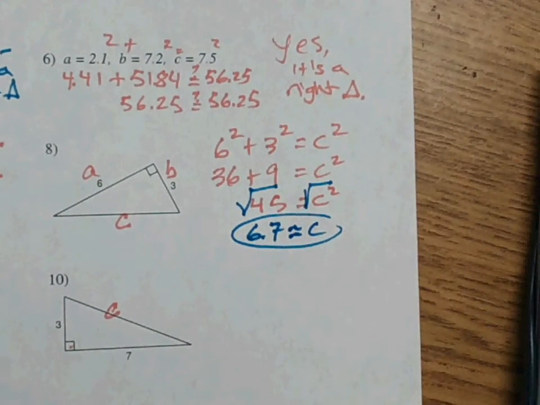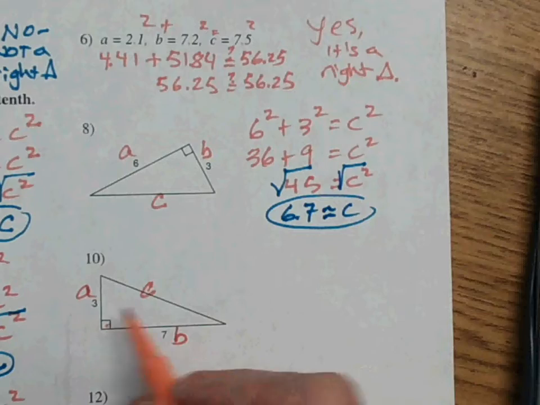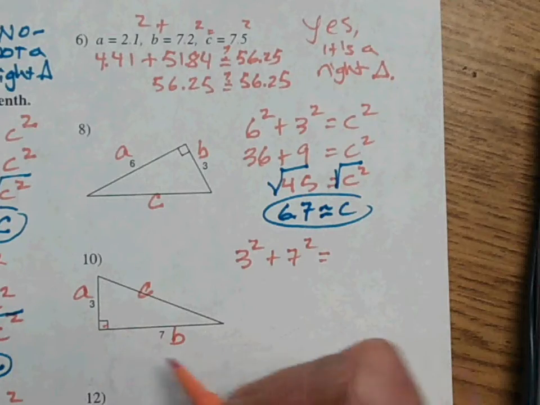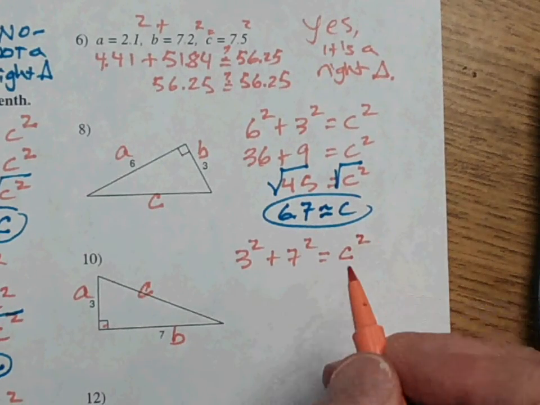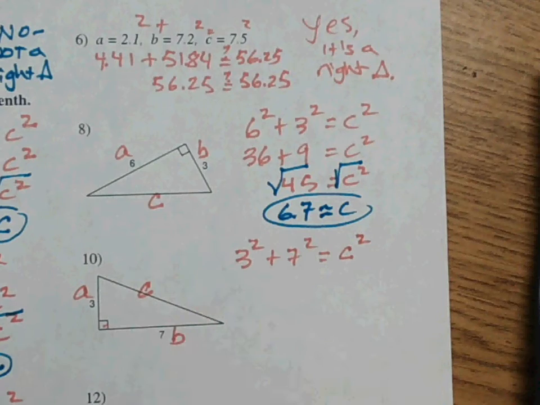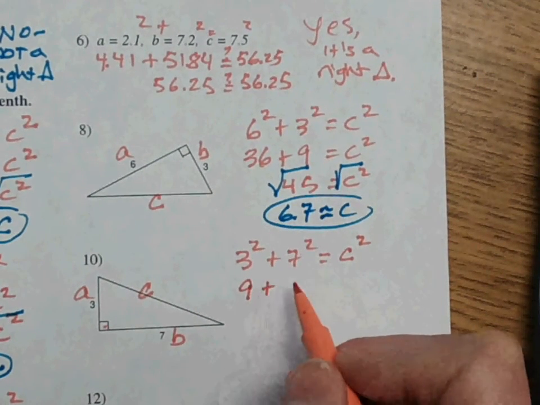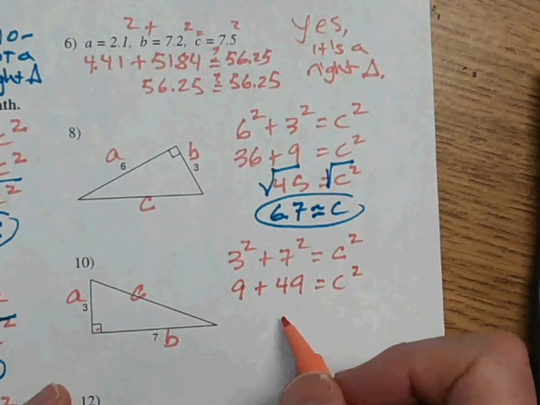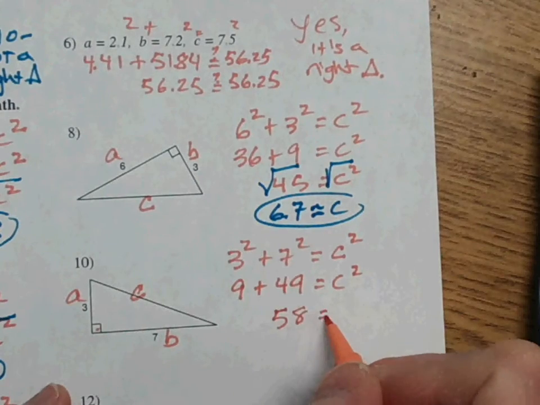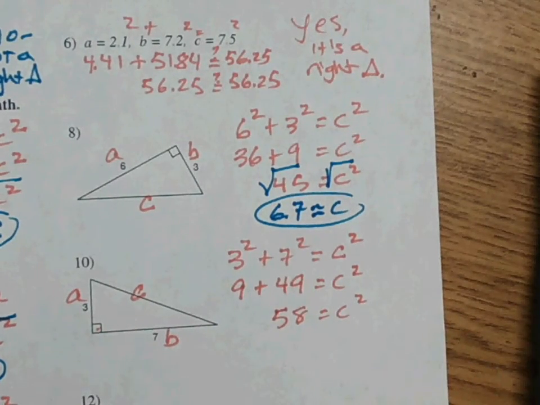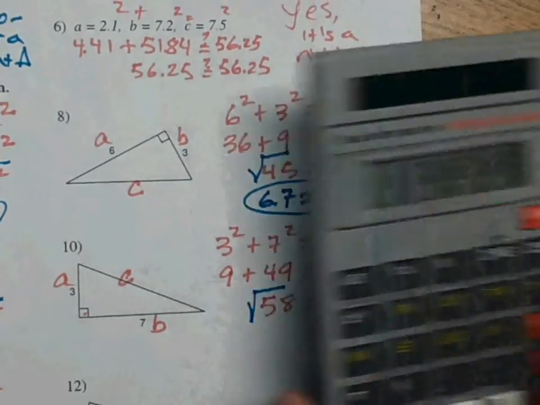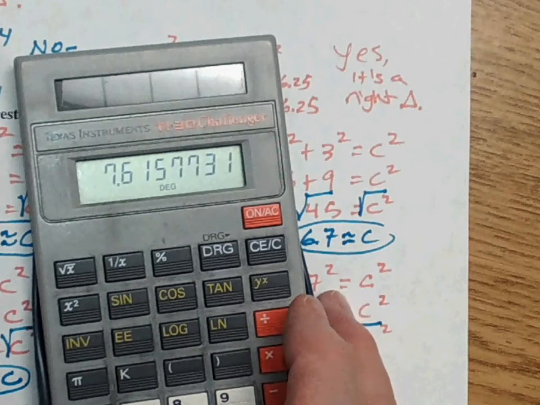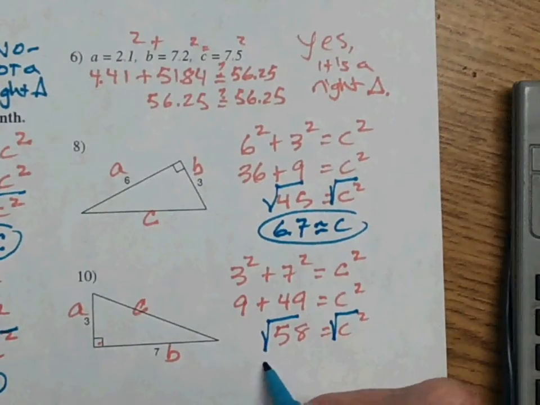All right, we have A, B, and C. A is 3, B is 7, and again, it doesn't matter if you have A or B mixed up, but the hypotenuse has to be that longest side. It's opposite the right angle. 3 times 3 is 9, 7 times 7 is 49. I know that 9 plus 49 is 58. We take the square root of both sides. See what the square root of 58 is. 7.615, that rounds to 7.6.